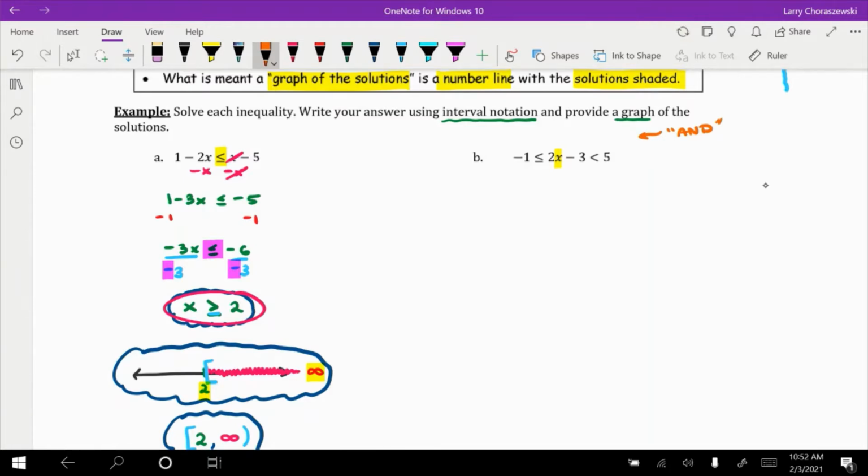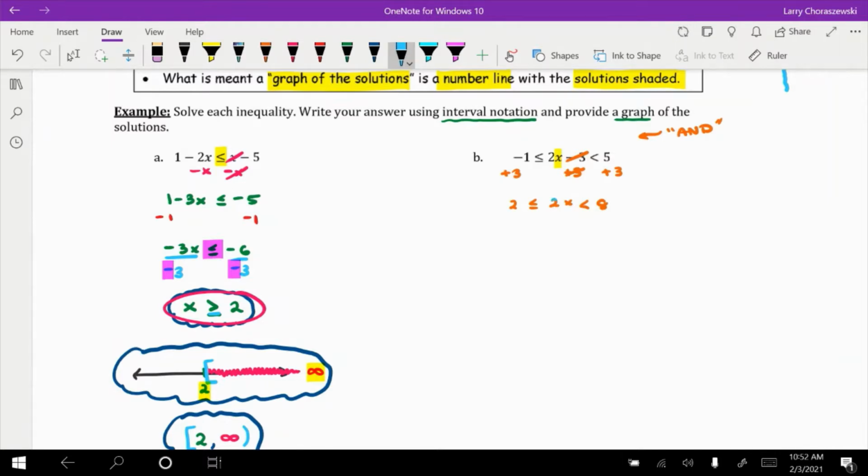And to start things out, we're going to add 3 to the middle part of this. The way the "and" inequalities work is that whatever you do to the middle part to try and get x by itself, you have to do to the outside parts as well. So if I'm going to add 3 to cancel out this negative 3 in the middle, I have to add 3 to the left and right numbers as well.